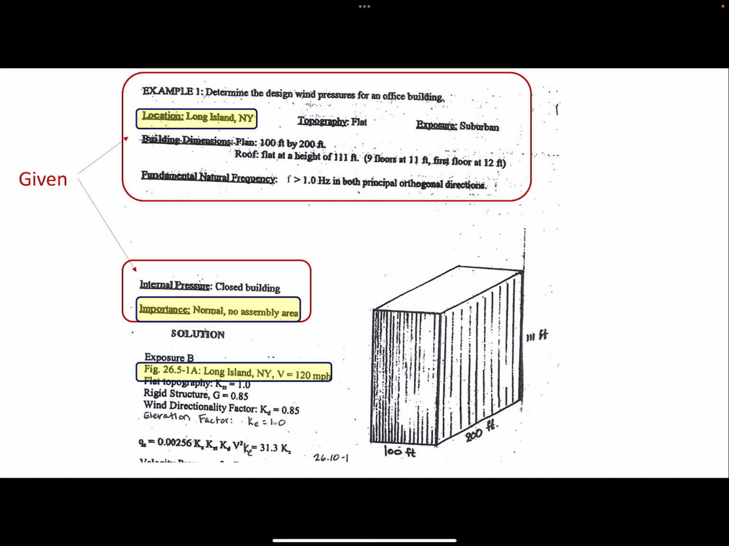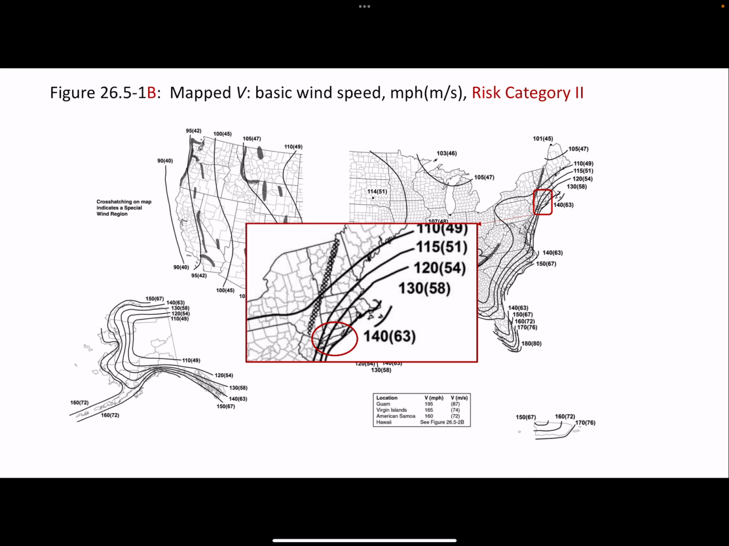All right, so based on its location and the risk category, we would obtain the design wind speed from the maps, right? And we would want to use the map that is specifically for risk category 2. So remember, there are 4 maps, 1 for each risk category. So if we go to that risk category 2 map and zoom in on the New York, Long Island area, we could see our options there range from 115 to 140. So since we weren't given exact coordinates or an exact address, we just use the 120.